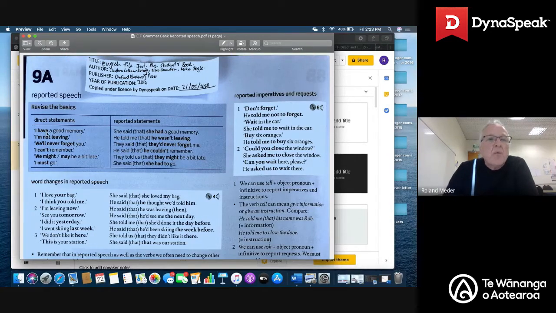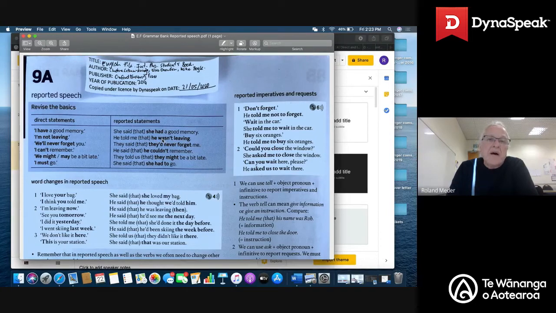So look at the way these verbs, the tenses are used. I have a good memory. Here it's in the present. But when we put it into reported speech, it goes into the simple past. Simple present becomes simple past. Here, I'm not leaving, present simple, or a present continuous, present continuous or present progressive. I'm not leaving. He told me that he wasn't leaving.